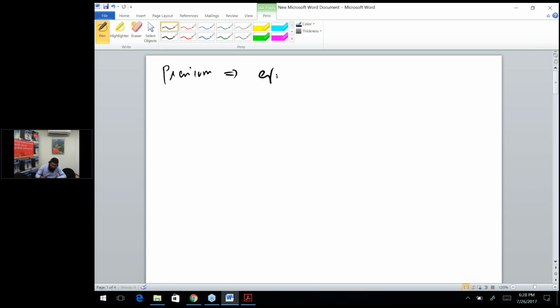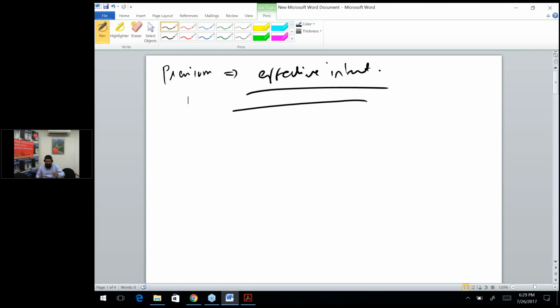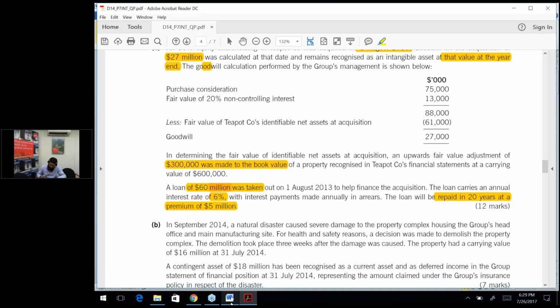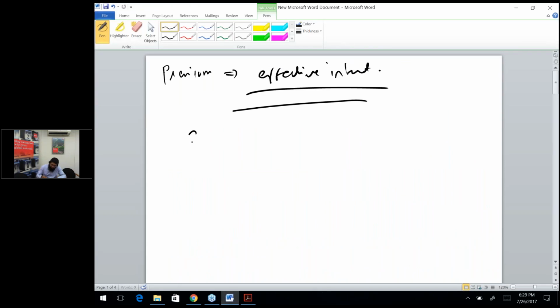It indicates you need to calculate the effective interest rate. Now, if I give a basic example of what exactly an effective interest rate is, I'm going to say it is like this. If you talk about this loan, it is 6%, a 60 million loan for a 5-year term.